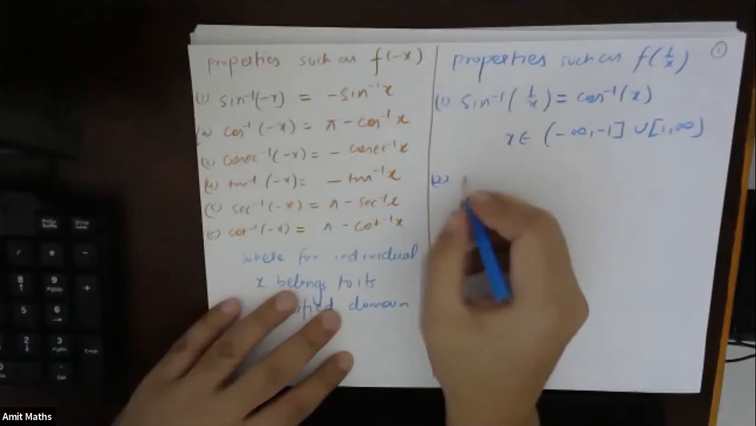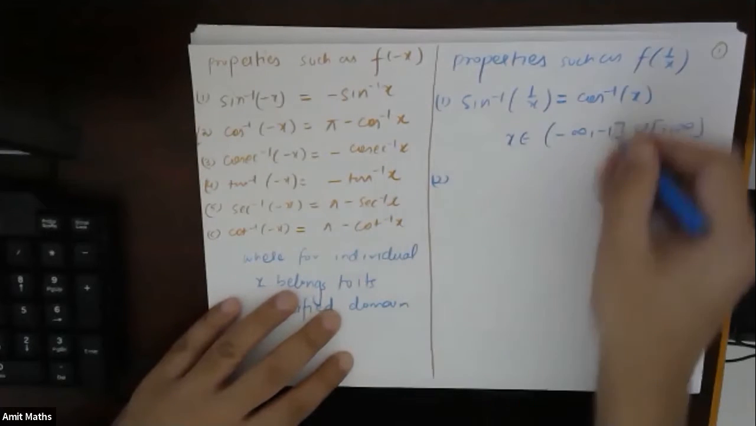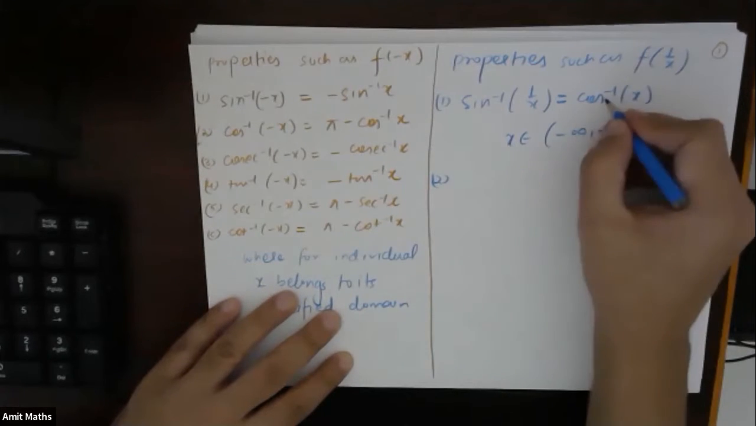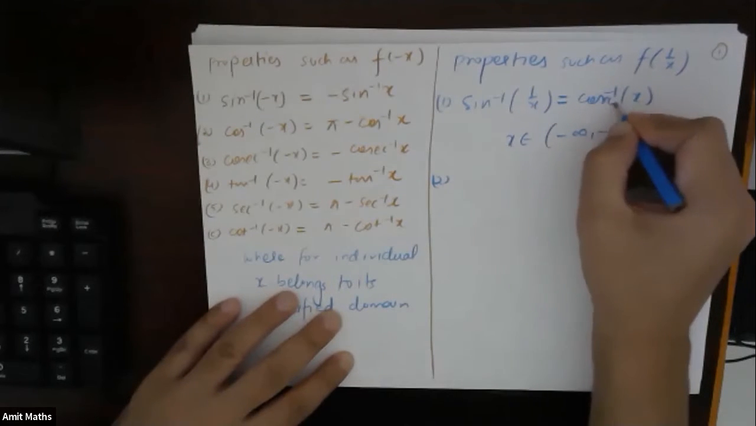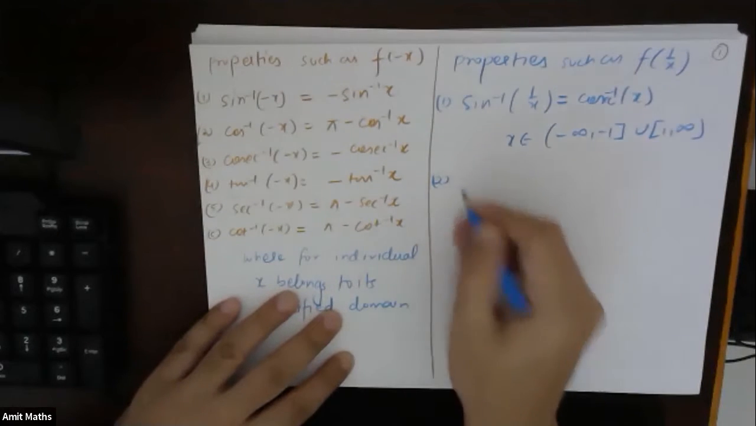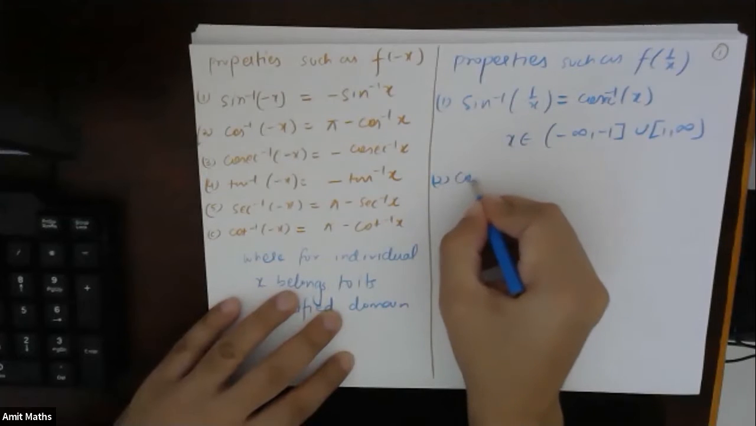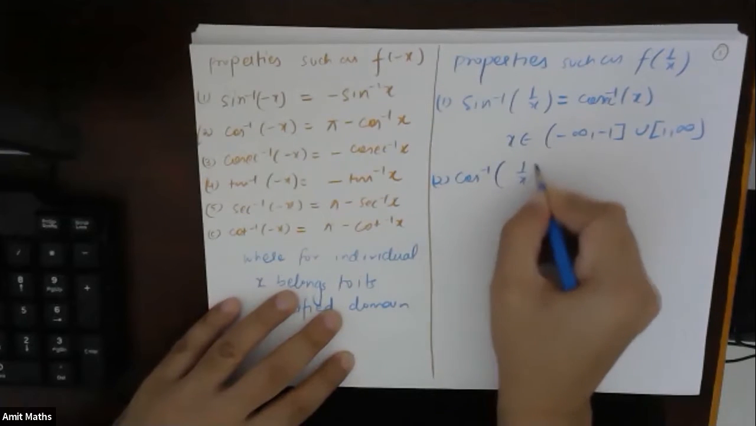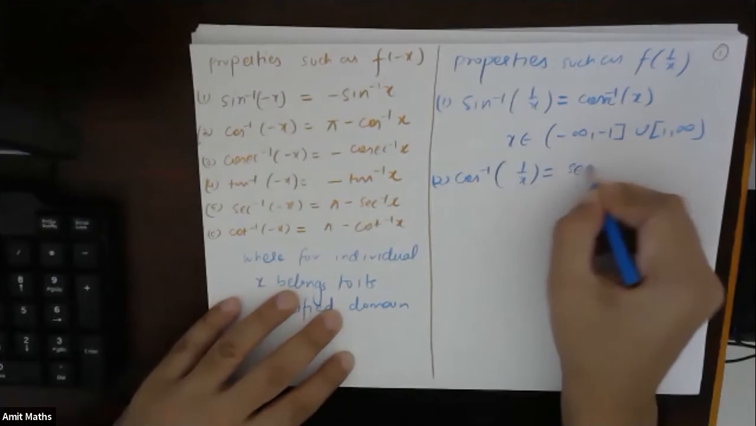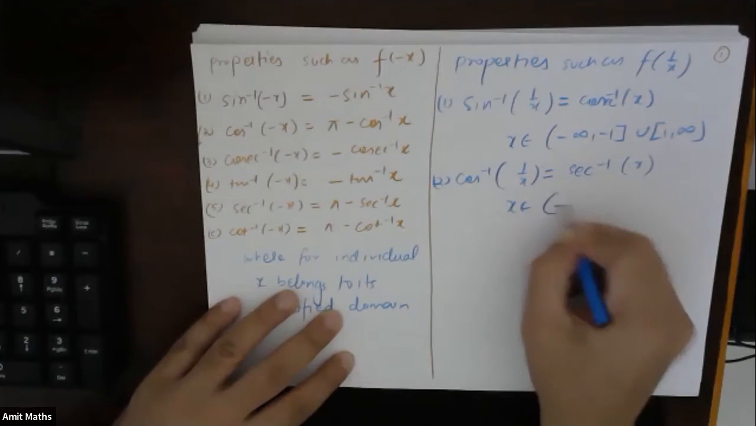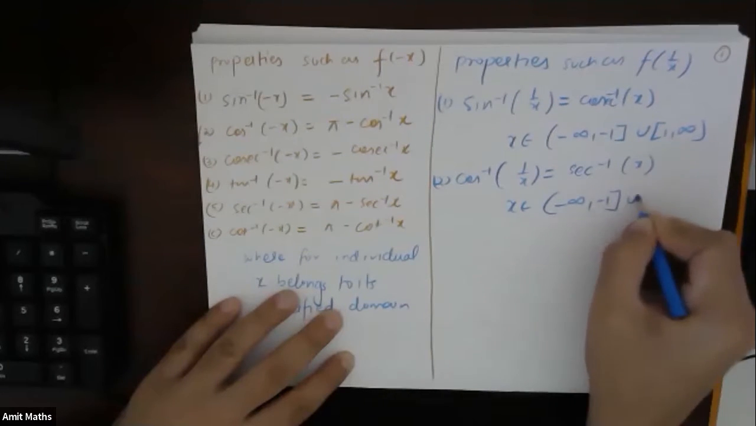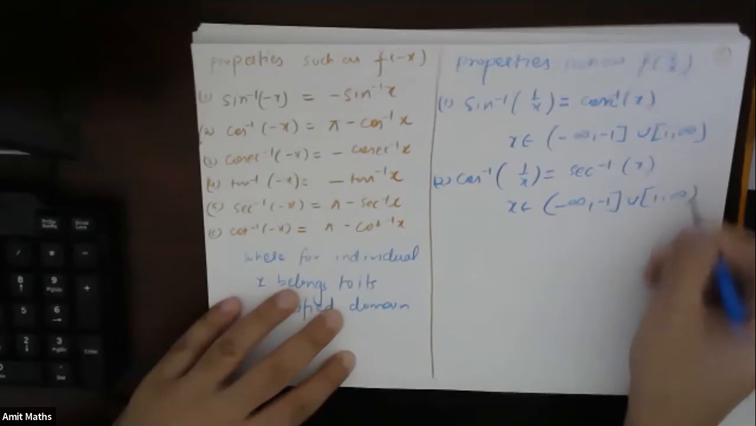Second, this is for sine, so we'll have it for cos also. Cos inverse of 1 by x will be equal to sec inverse of x, where again x belongs to minus infinity to minus 1 union 1 to infinity.